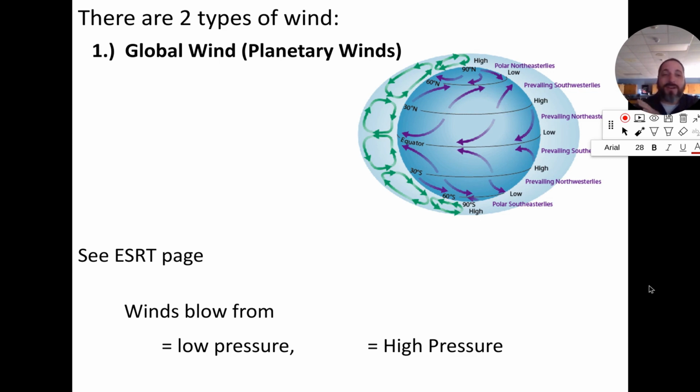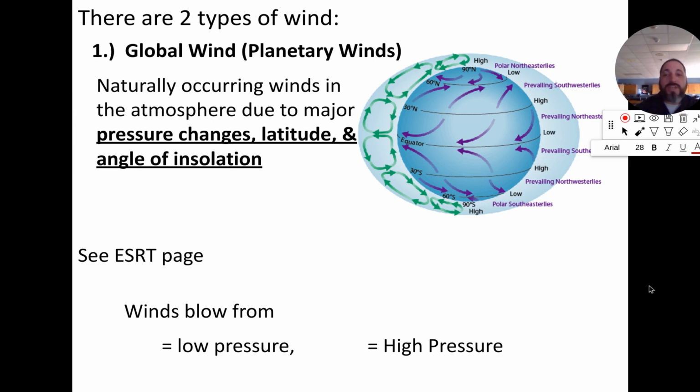There are two types of winds that we're going to encounter. First, that was the local winds, right? The wind blowing around every single day in small areas. There's another type of wind, that is global wind. These are winds that are driving and moving storm systems and pressure systems all around the Earth. These are naturally occurring winds in the atmosphere due to major pressure changes, latitude and angle of insolation, right? Those are going to be the things that affect these winds the most: where they are positioned in their latitude, and the angle of insolation, or how much sunlight they are receiving.